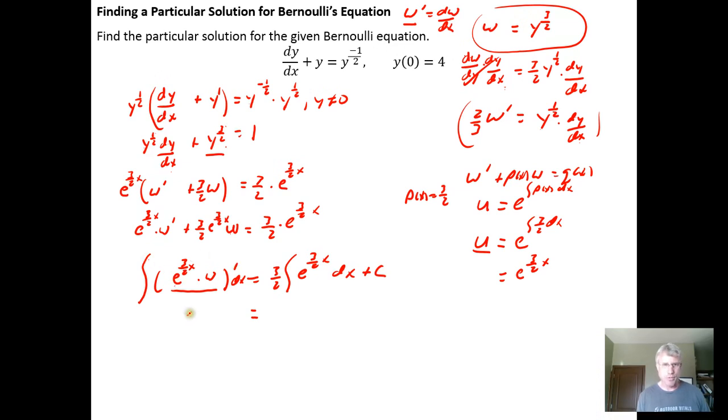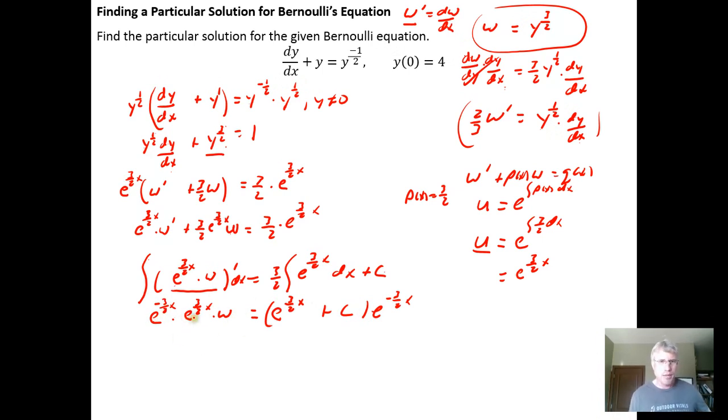Antiderivative of the derivative is going to give us the stuff inside the parentheses back. So we get e to the 3/2 x times w equaling the antiderivative of 3/2 e to the 3/2 x, which is just going to be e to the 3/2 x plus our constant of integration. And then if we're trying to get the w by itself, we'll multiply both sides by e to the negative 3/2 x, which is a much more efficient way of doing it than dividing both sides by e to the 3/2 x.